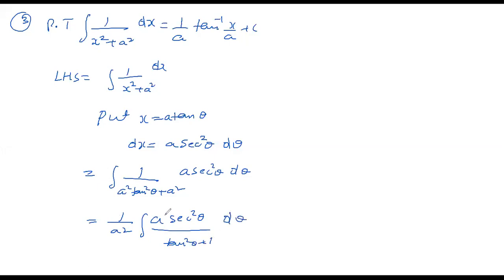The a cancels, it becomes 1 by a secant square theta divided by 1 plus tan square theta, which is secant square theta. You learnt this in school level. So secant square cancels, and the answer becomes 1 by a into 1 d theta.